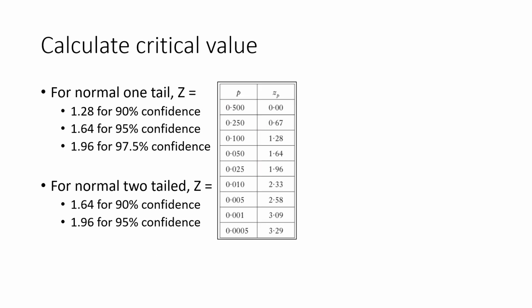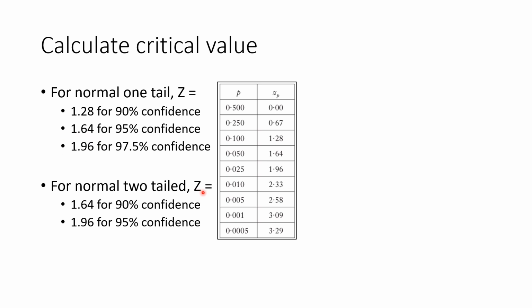Next step is calculating the critical value. So let's say the hypothesis test you were doing is a Z test. It's with a normal distribution. You need to know how confident you want to be. If you want to be 95% confident in a one-tailed direction, it would be 1.64. As in here, 1.64, the critical region is 5%, so the confidence is 95%. If you want to be 90% confident, then it's 1.28. If you want to be 97.5% confident, it's 1.96.